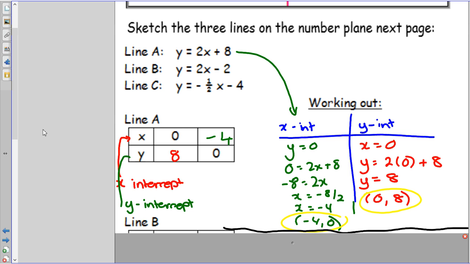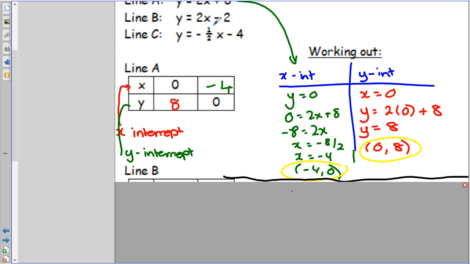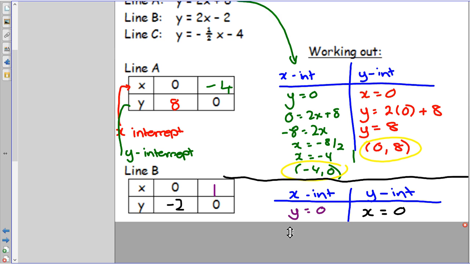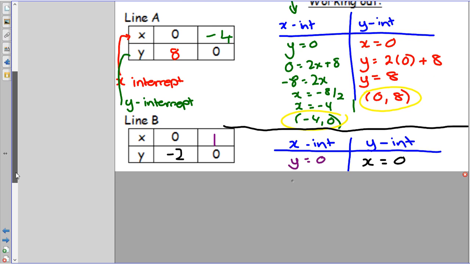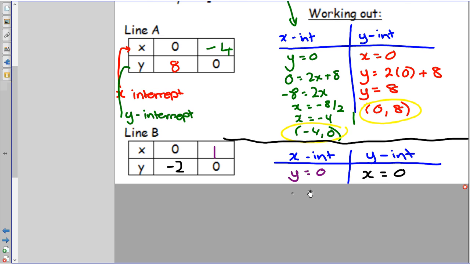The next line we're going to do is B, and the equation is y equals 2x minus 2. So same thing as before, we're going to set up this table, x-intercept, y-intercept. And remember at the x-intercept, what is always the case? It's always the case that y is 0. And at the y-intercept, it's always the case that x is 0. So let's write that out. Always a good idea to do that. And then you just separately substitute into the equation of line B. So if y equals 2x minus 2, we're going to substitute in 0 equals 2x minus 2.